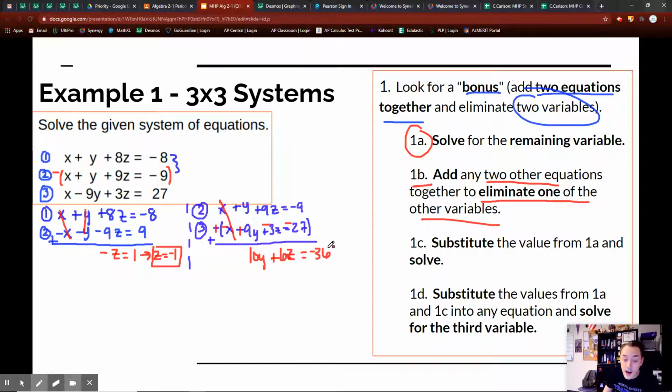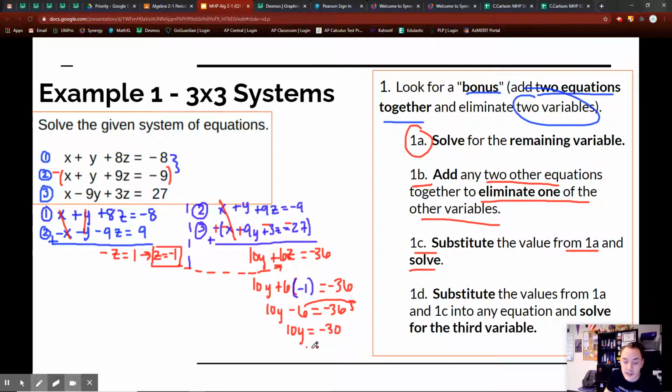Okay. Now what I can do is take z and plug it in, which is step 1C. Substitute the value from 1a, which we got -1, and solve. So this is 10y plus 6, and then I'm going to multiply this by my substituted z, -1. And now I have equals -36. So what do I have? I have 10y, and then minus 6 equals -36. I have 10y. I add the 6 over, so that gives me -30. And so y, when I divide by 10, gives me -3.